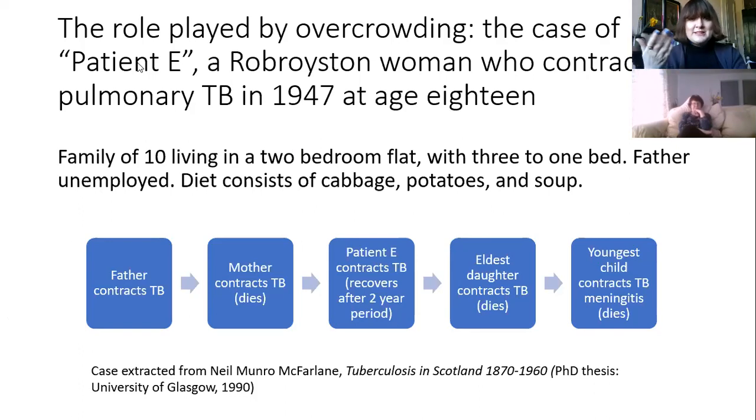And again, just like we see today with COVID, there's a big domino effect. So, father comes in with TB, then the mother dies, then patient E gets TB, but she eventually recovers. But then other people in her family aren't so lucky. So her eldest sister contracts TB and dies. And the youngest child gets tubercular meningitis, which, as I mentioned earlier, is a form of TB, especially associated with young age, and is quite a nasty, very hard type of TB to treat.